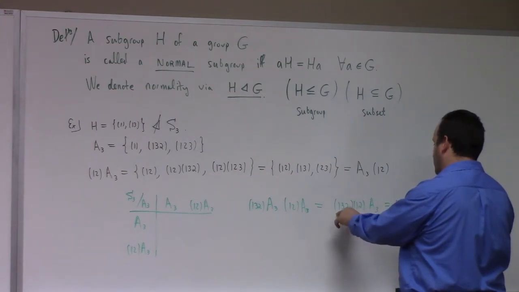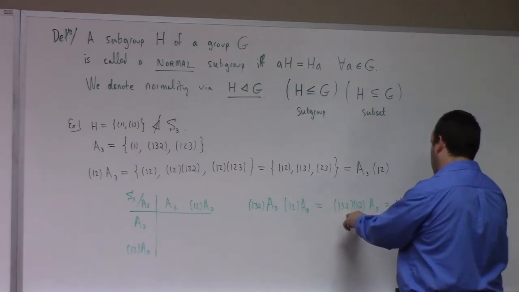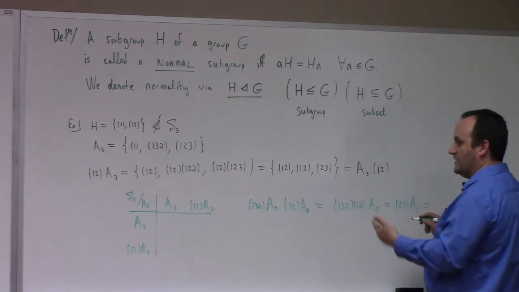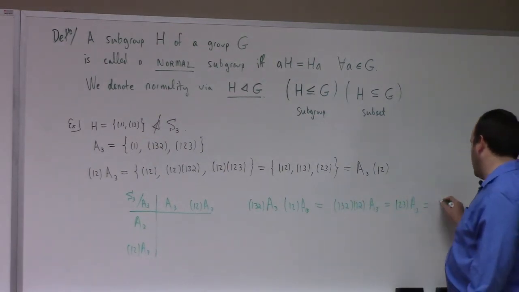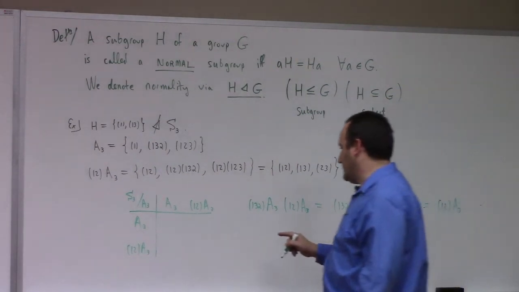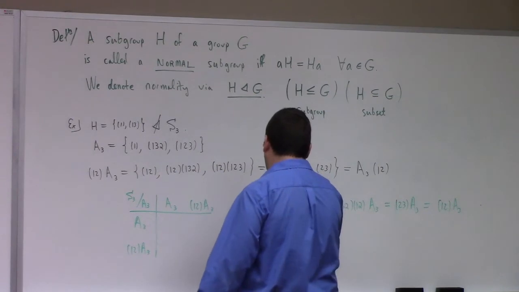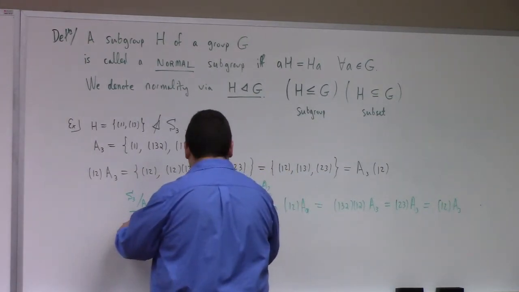One goes to 2, 2 goes to 1, 2 goes to 1, 1 goes to 3. Looks like (2 3), A3. Of course, (2 3), A3 is just what? It's just (1 2), A3 also, okay? So the product, and this by the way is just A3, right? So the product of A3 and (1 2) A3 is just (1 2) A3.